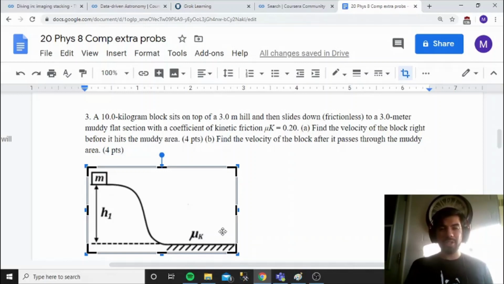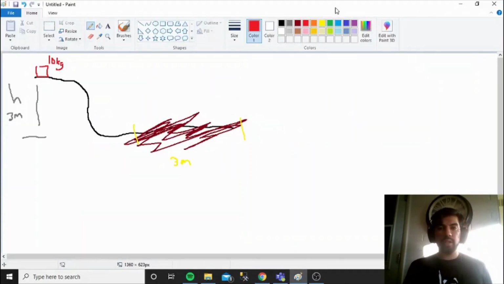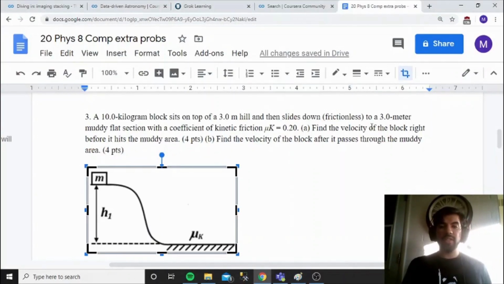So again, this is a quite challenging problem, but luckily I'm here. And we have a coefficient of friction, mu, which is 0.20, okay? For this muddy section, which means it's going to slow down, right? If there's friction, it's going to slow down. Okay, so my question is, find the velocity of the block right before it hits the muddy area.